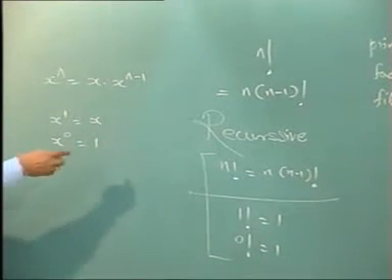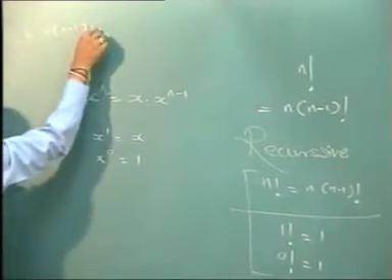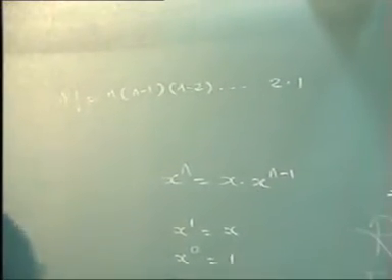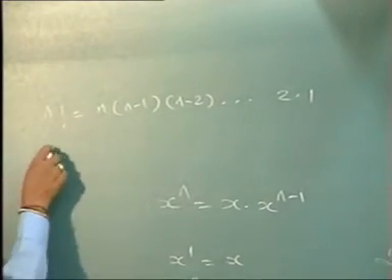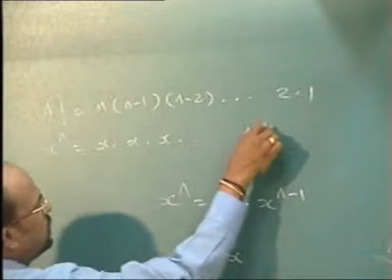Otherwise, you could have told me n factorial as n into n minus 1 into n minus 2, etc., up to 2 into 1. Like you can tell me x raised to n as x into x into x into x, n times.